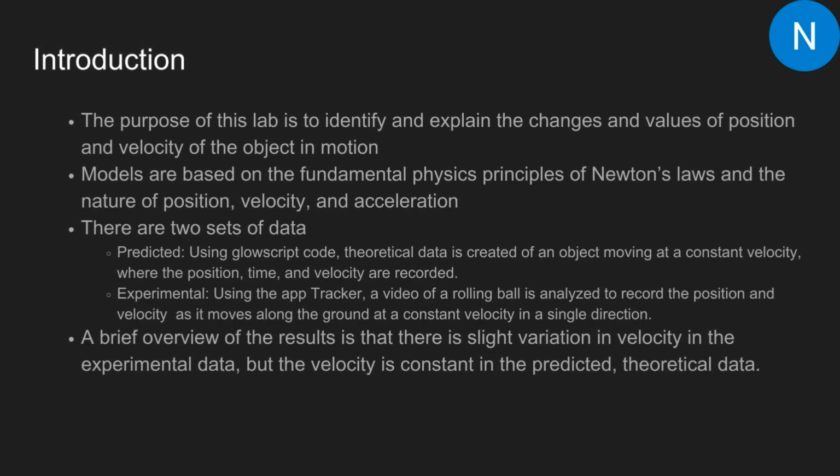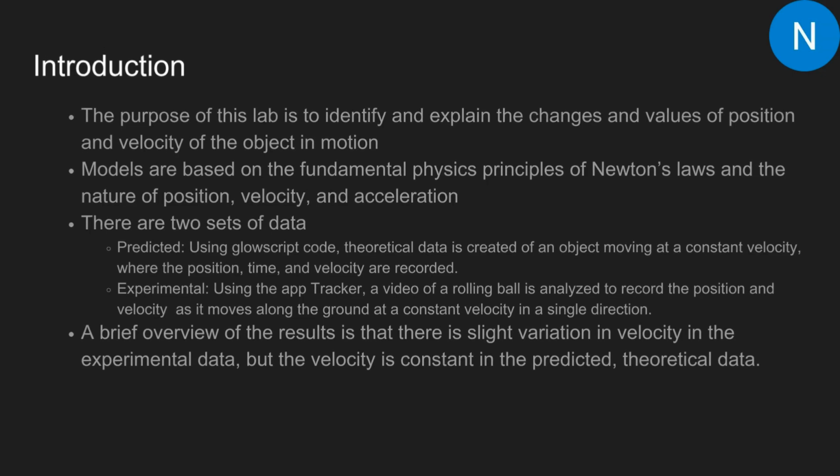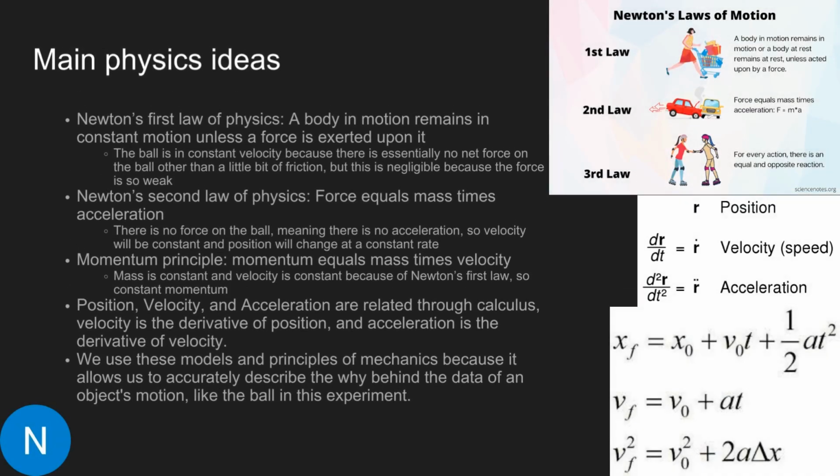So a brief introduction. The purpose of this lab is to identify and explain the changes in values of position and velocity of the object in motion, and explaining it using fundamental physics principles like Newton's first and second laws. And then we're using two sets of data where we have predicted using GlowScript code to make theoretical data and experimental to analyze a video of a ball rolling using the Tracker app. And in the end, there is slight variation in the velocity and the acceleration data, but none in the predicted theoretical.